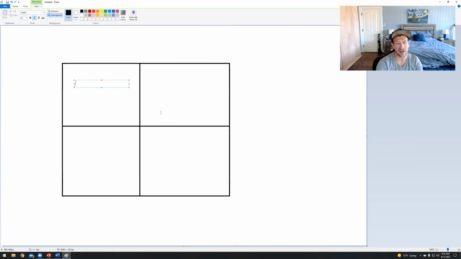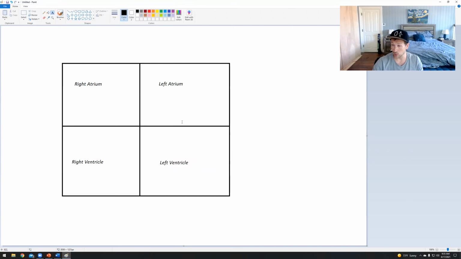You are going to have your right atrium. That's a gathering site. And over here, you are going to have your left atrium, right? Then over here, you are going to have your right ventricle. And over here, you are going to have your left ventricle, right?